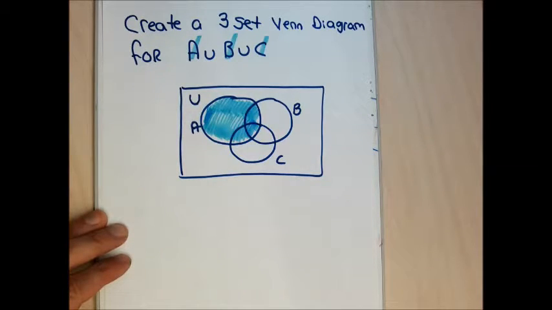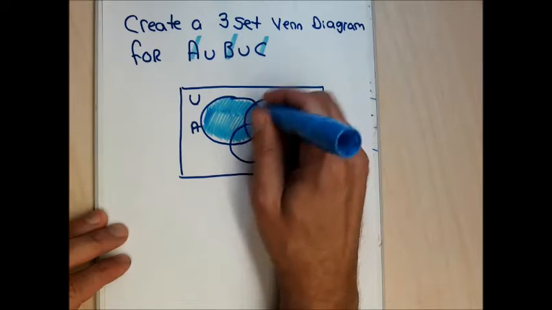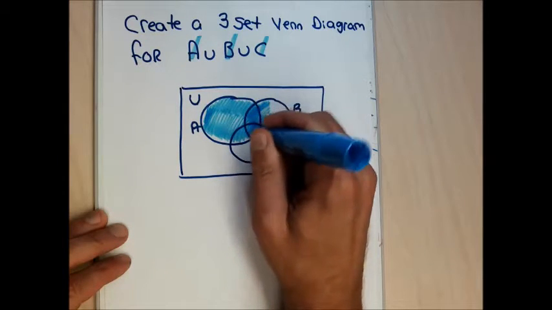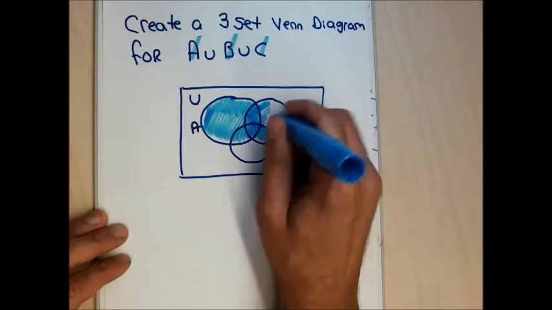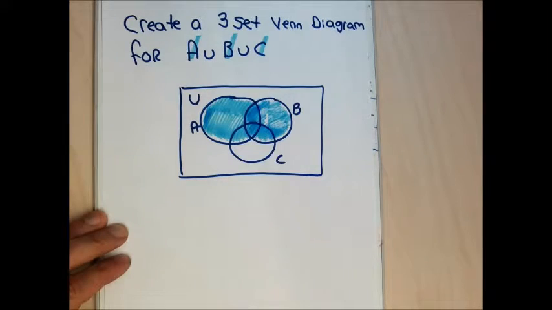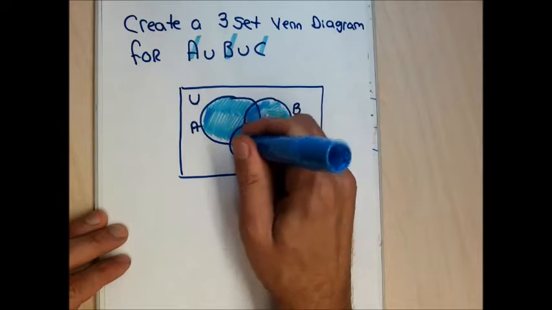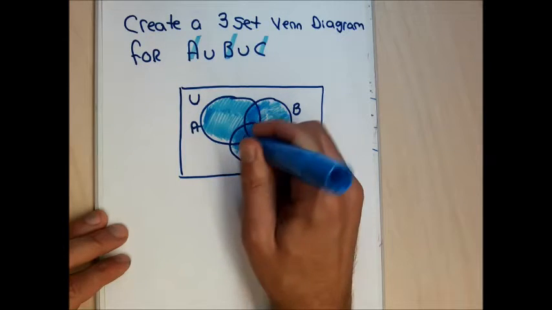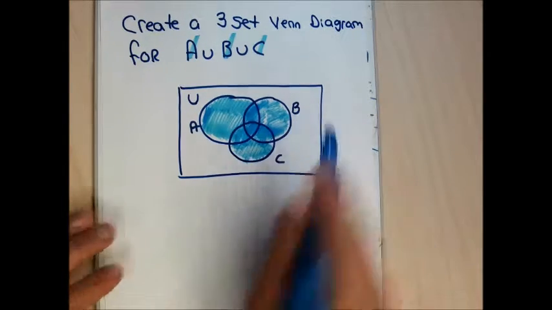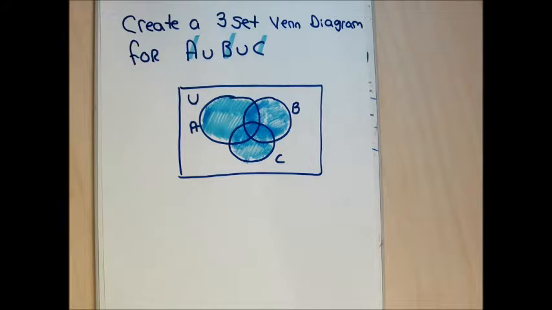Now I'm going to do the B part. Because it's union, I can stick with one color. So now I'm shading everything inside the B circle. I'm covering up some shading that I already did, but that's okay. And then I'm going to do the C part and shade everything inside the C circle, all in one color because it's only union. That's a picture of A union B union C using a 3-set Venn diagram. So unions are just so nice because I can usually represent a problem that only has unions with one color and only one Venn diagram to get my answer.